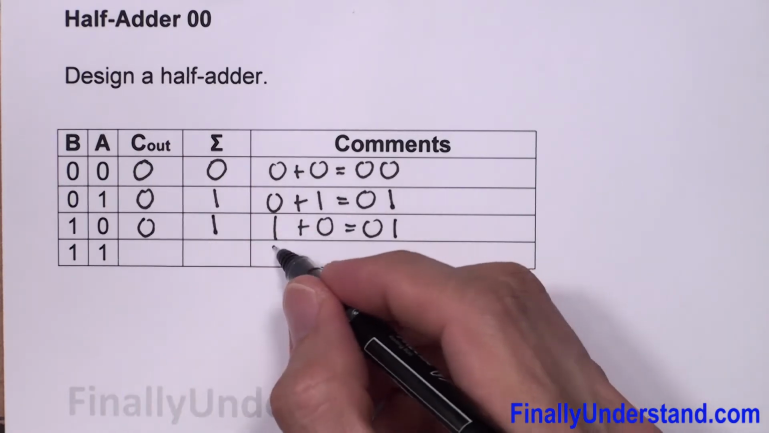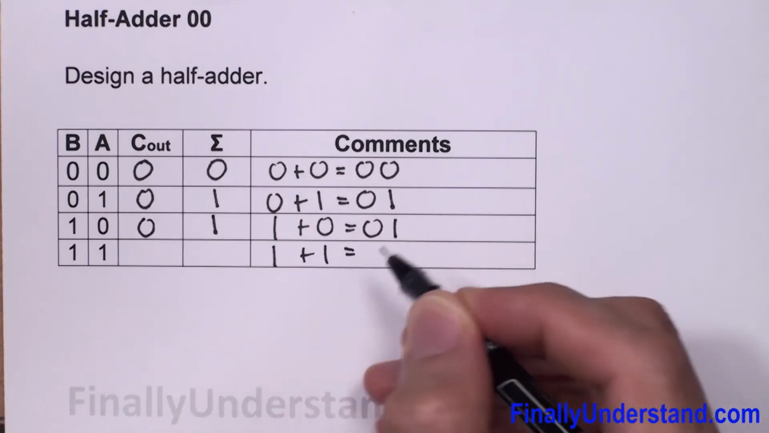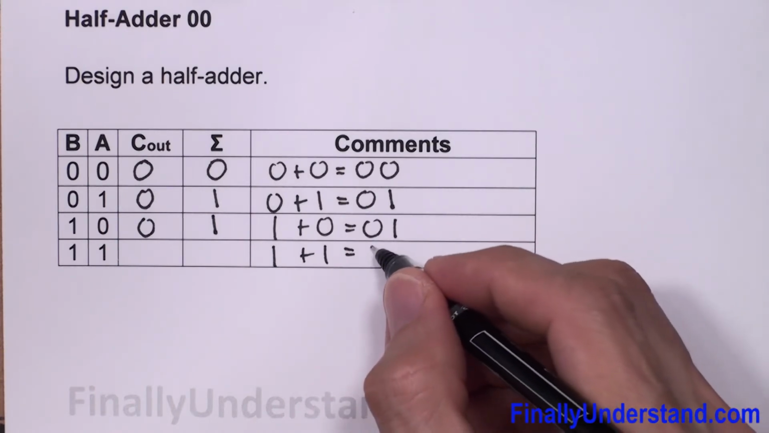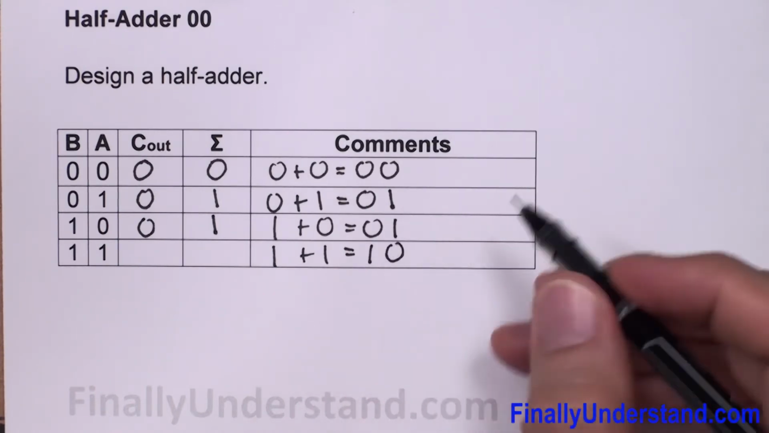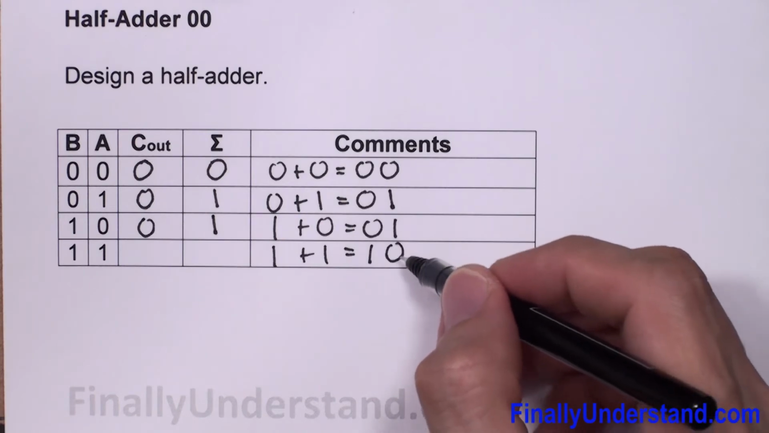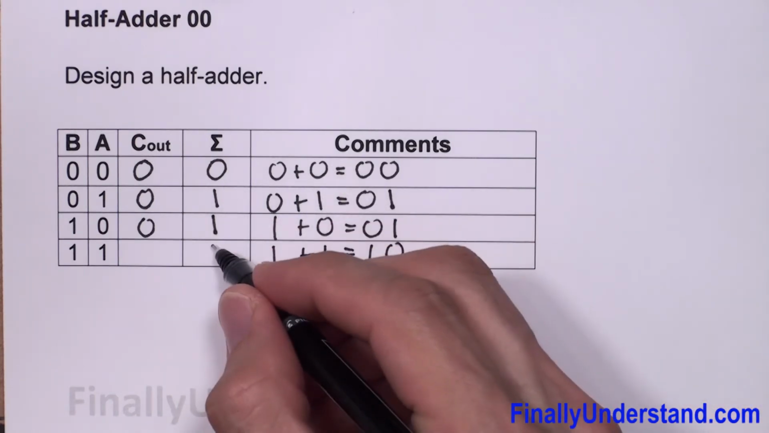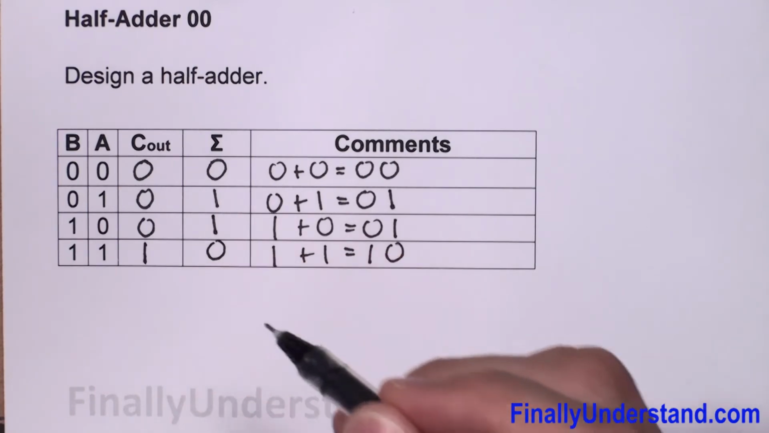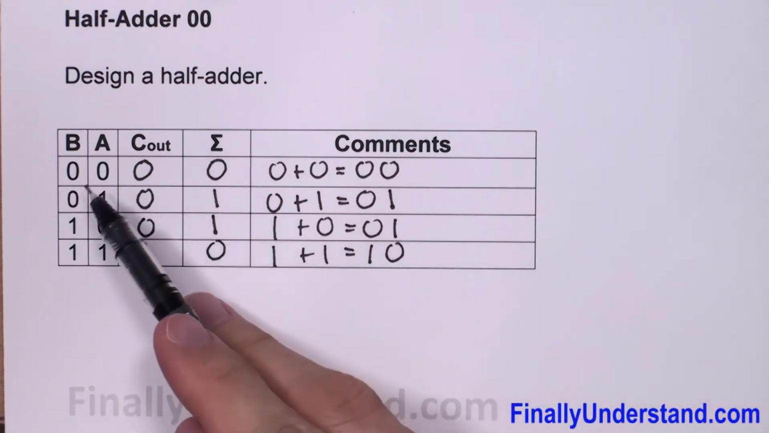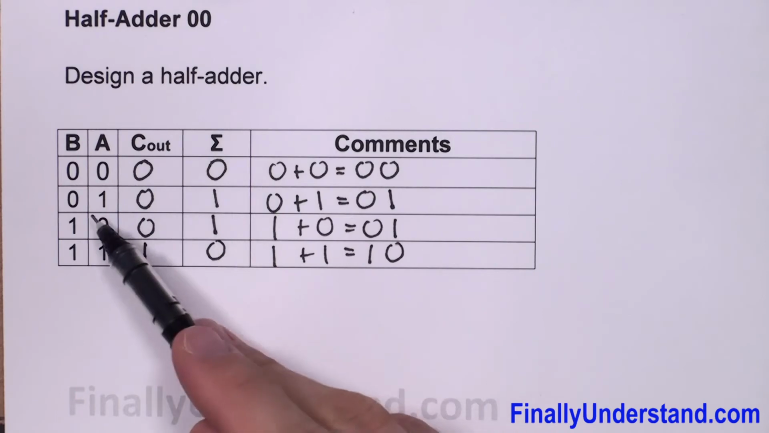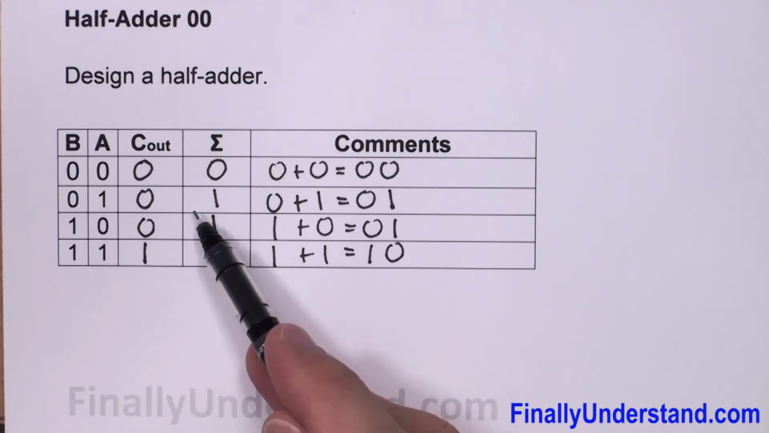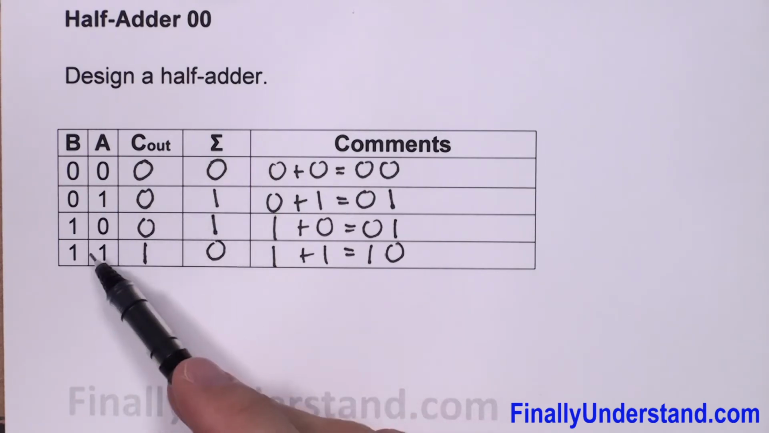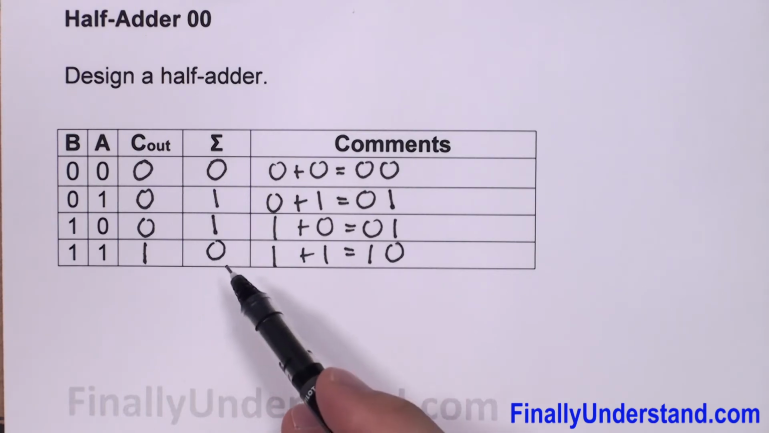1 plus 1, 1 plus 1 is equal to 2. So binary 10, where 0 is going to go over here and 1 will go over here. Okay, so in other words, 0 plus 0 is 0, 0 plus 1 is 1, 1 plus 0 is 1, and 1 plus 1 is 2.